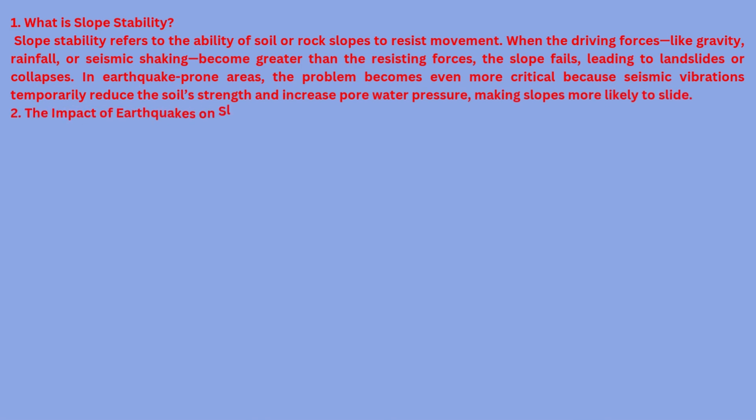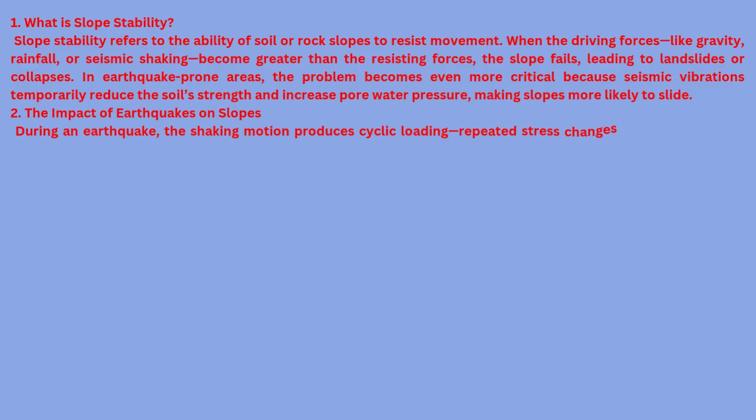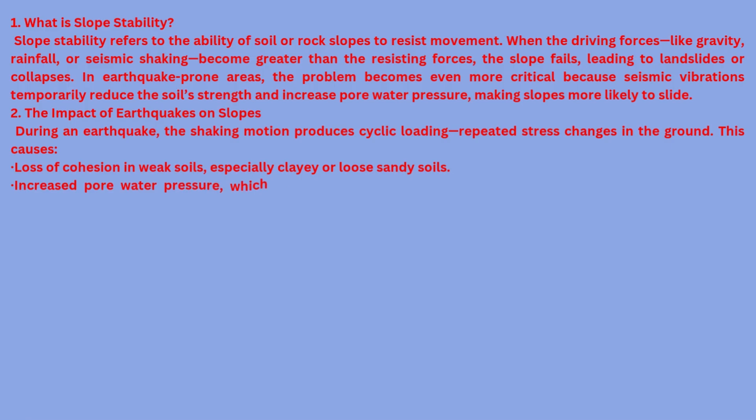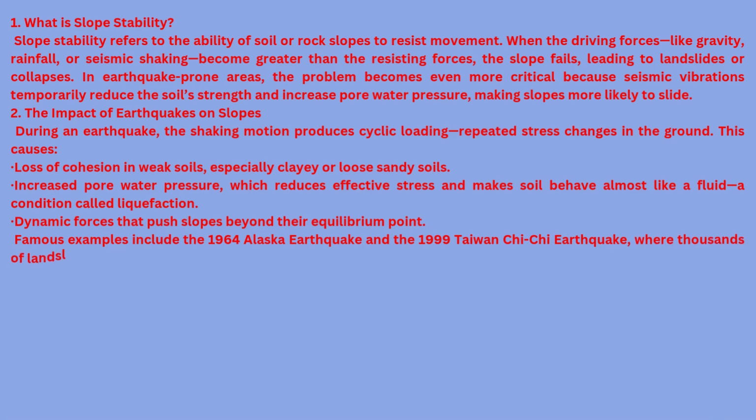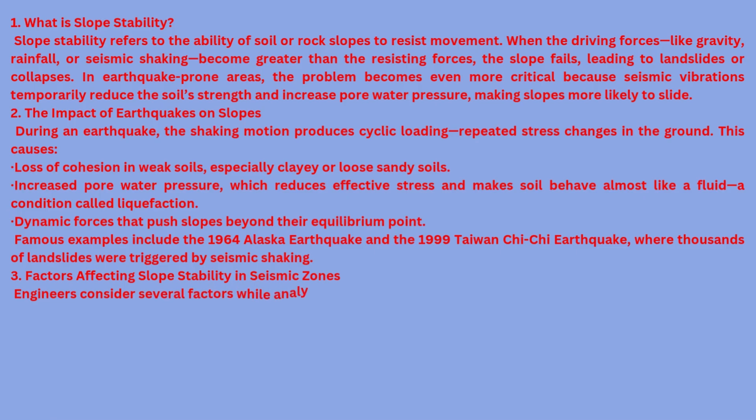2. The impact of earthquakes on slopes. During an earthquake, the shaking motion produces cyclic loading, repeated stress changes in the ground. This causes loss of cohesion in weak soils, especially clay or loose sandy soils. Increased pore water pressure, which reduces effective stress and makes soil behave almost like a fluid, a condition called liquefaction. Dynamic forces that push slopes beyond their equilibrium point. Famous examples include the 1964 Alaska earthquake and the 1999 Taiwan Chichi earthquake, where thousands of landslides were triggered by seismic shaking.